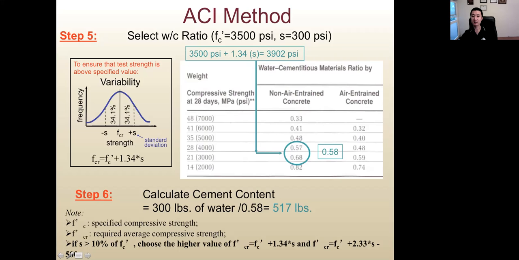And based on that table, which is between 3,000 to 4,000, and because the concrete is non-air-entrained concrete, based on linear interpolation we can determine the water to cement ratio is 0.58. So in the previous step, we determined we need 300 pounds of water. Based on that and the water to cement ratio, we can calculate how much cement we need: 517 pounds. So this is the amount of cement.